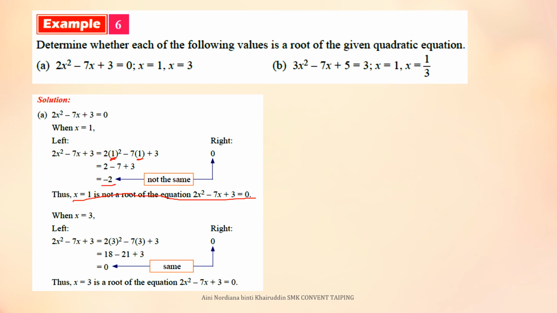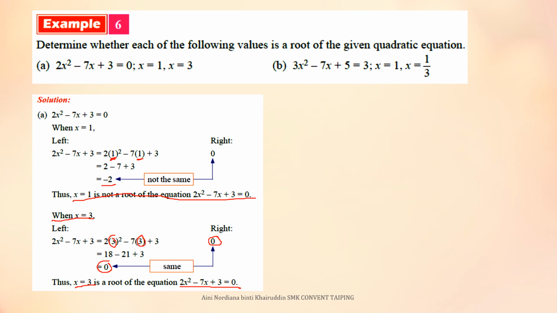When x equals 3, you substitute the value of x with 3, then the answer becomes 0. So this is the same as the right hand side. Thus, x equals 3 is a root of the equation 2x squared minus 7x plus 3.